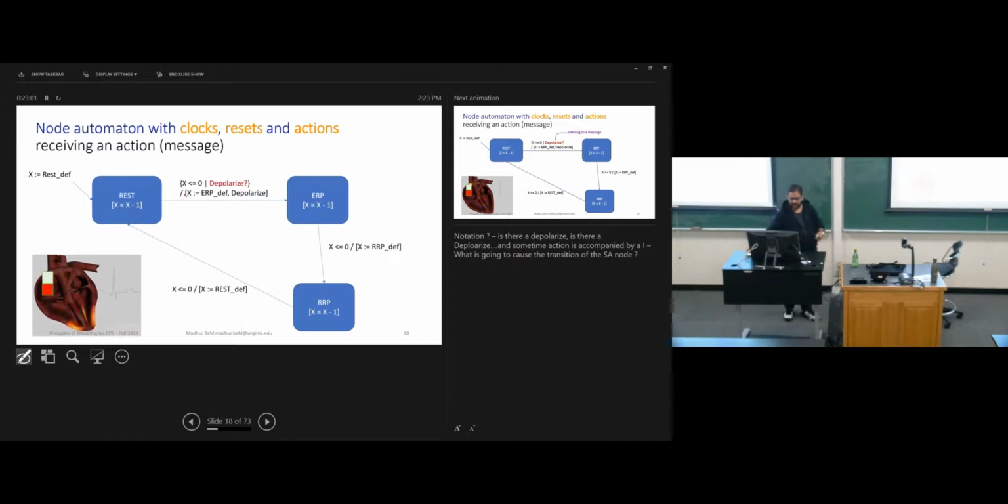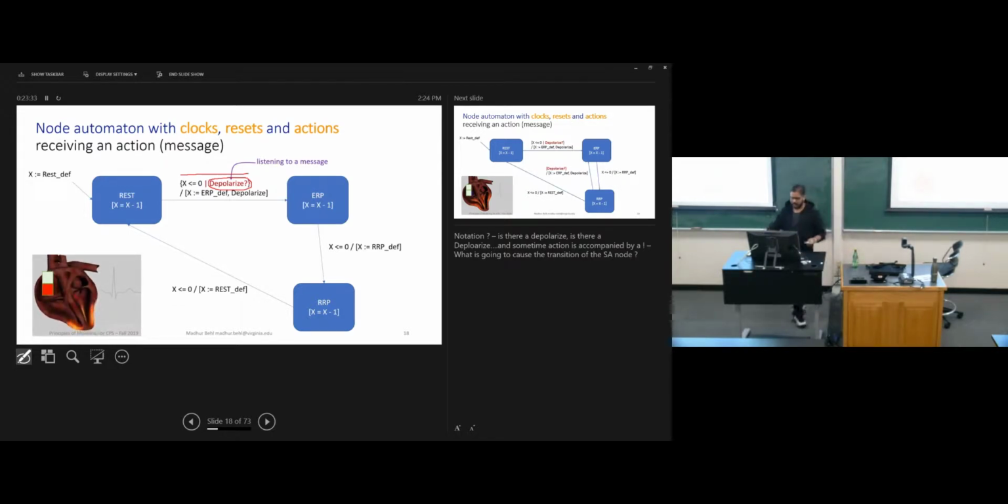So the way we do that is, in the guard condition, I can actually specify that you can take this transition not only when your clock expires, but if your neighboring automaton has issued a depolarization message. And the syntax for that in Simulink is, you write the name of the message followed by a question mark. So this is the equivalent of listening to a message. And you incorporate this in your guard condition. Does it make sense why it's in the guard condition?